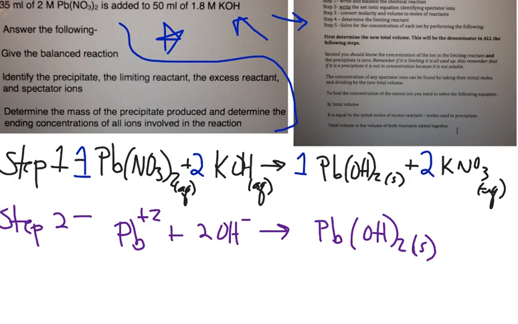Okay, so step 1 says write and balance the chemical reaction. So I did it. You can see it clearly right there. You've got to be able to write and balance a chemical equation. Step 2 says to write the net ionic equation, identifying spectator ions. I eliminated the spectator ions, but it would be K and NO3 would be our spectator ions.